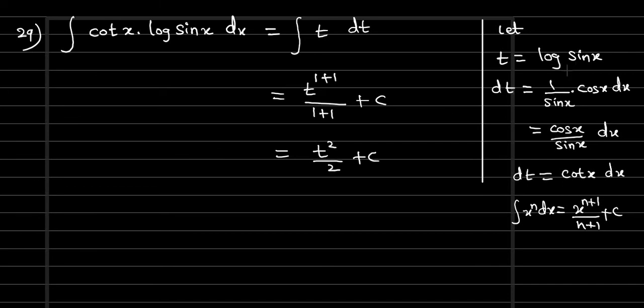So what is the t? Log sin x. So log sin x whole square by 2 plus c. That's all, the solution of the 29th one. Next we can move on to the 30th sum.